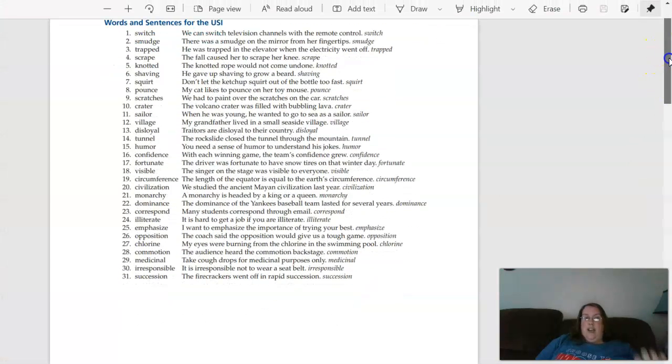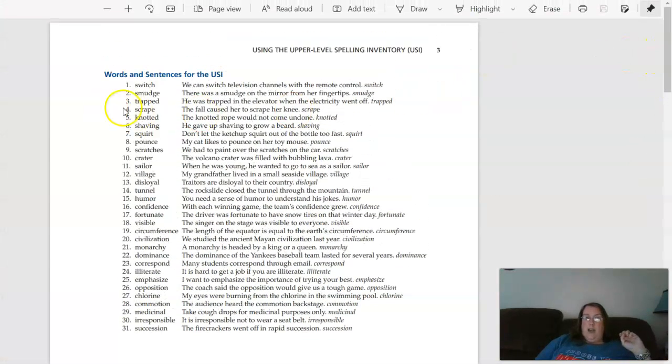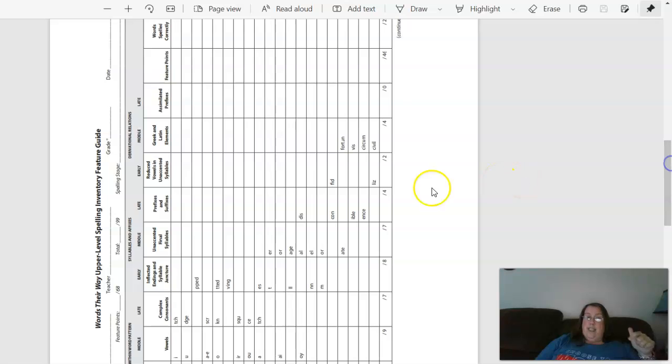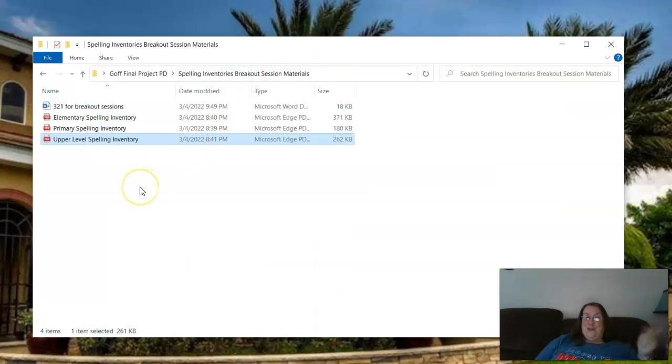And then there's a middle and high school level one, and you can see how those words become more complex. Are they able to use the same patterns in those words, and where are they having trouble, with prefixes and suffixes and things like that? And then you can score those. So in this session, participants would actually be able to choose one of the inventories and do it on each other, and then score it and learn how to score it and what information it can give them.